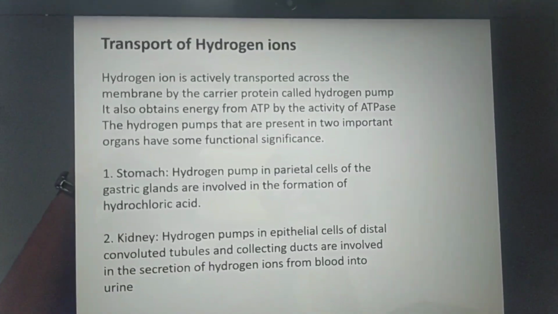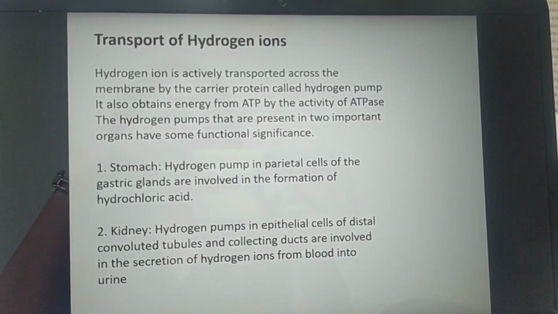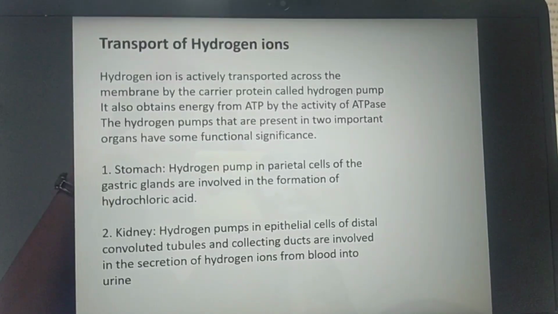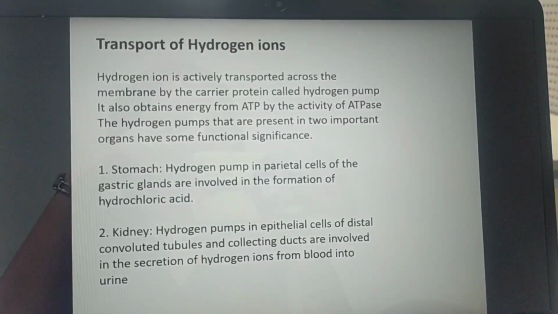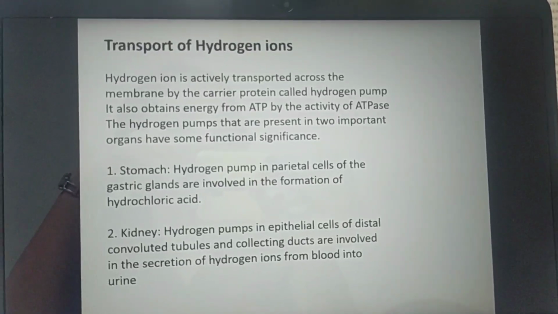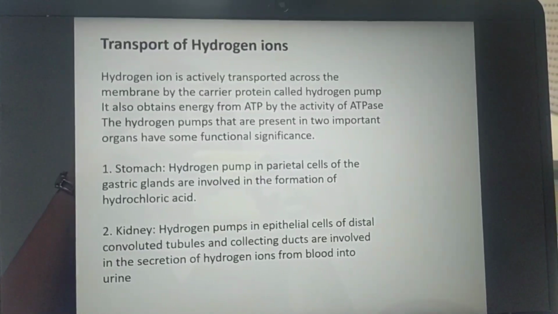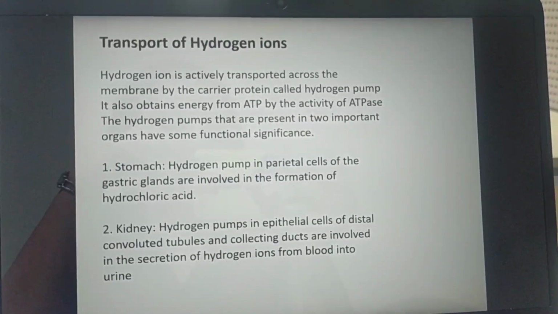Transport of hydrogen ions. Hydrogen ion is actively transported across the membrane by the carrier protein, which is called the hydrogen pump. It also obtains energy from the ATP by the activity of ATPase.